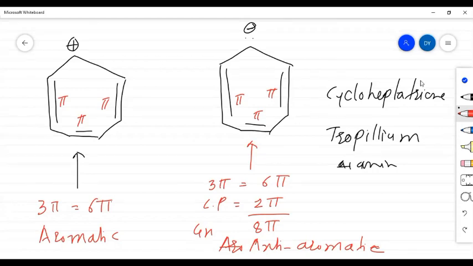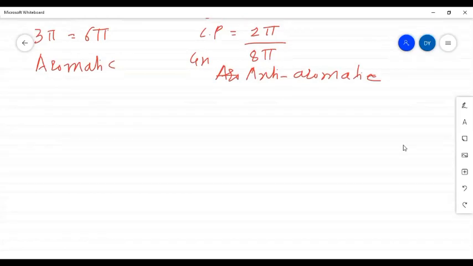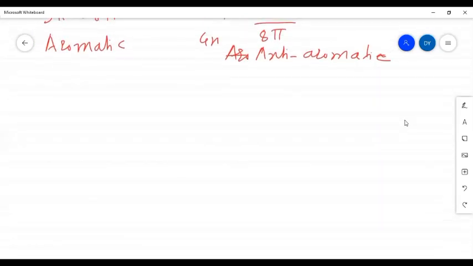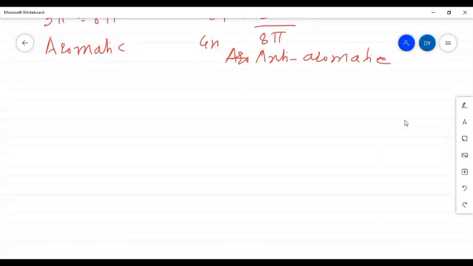So as you can see, students, every time we just follow the rules, and we see whether that particular compound is following the criteria we have or not. If it follows that rule, then it is aromatic. If it does not, then it is anti-aromatic.